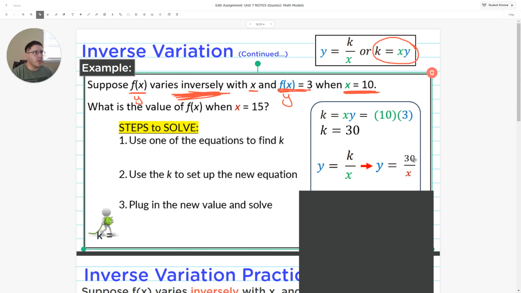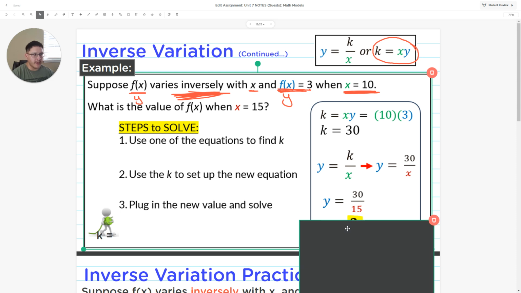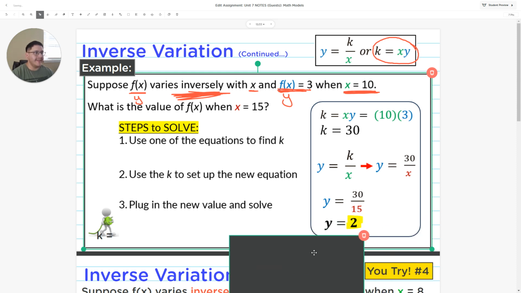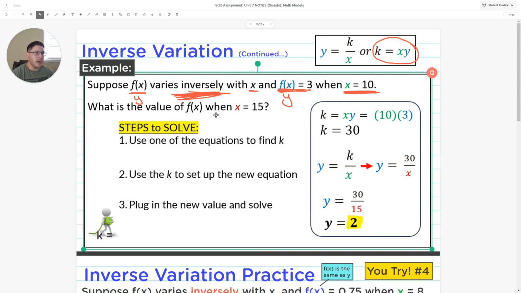Now that we have our new equation, we need to know what the value of f of x, the value of y, is if x is equal to 15. So, from the new equation, x gets replaced with 15. 30 divided by 15, type that into the calculator, or do it in your head, is 2. Therefore, when x is equal to 15, y is equal to 2. And that's it.